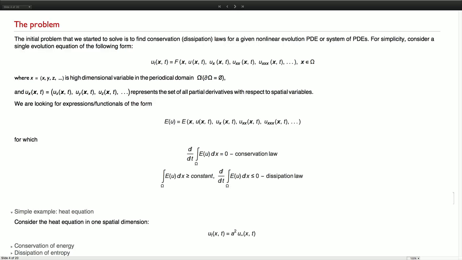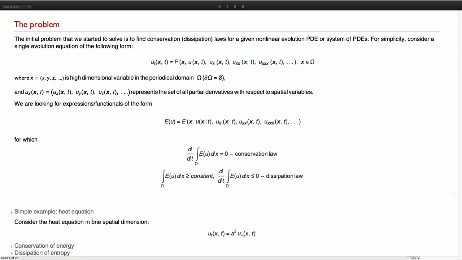The problem we want to solve is to find the dissipation and conservation laws for a nonlinear PDE system, or a single PDE. For simplicity, let's consider one PDE, where x is the high-dimensional variable in a periodic domain, and u_x is the set of partial derivatives with respect to those variables. We want to find expressions and functions of the form E(u), for which the time derivative of the integral of E(u) is equal to zero, and that is a conservation law. And if the integral of E(u) is more than or equal to some constant, or the time derivative of that integral is less than or equal to zero, that is a dissipation law. We want to find such laws.